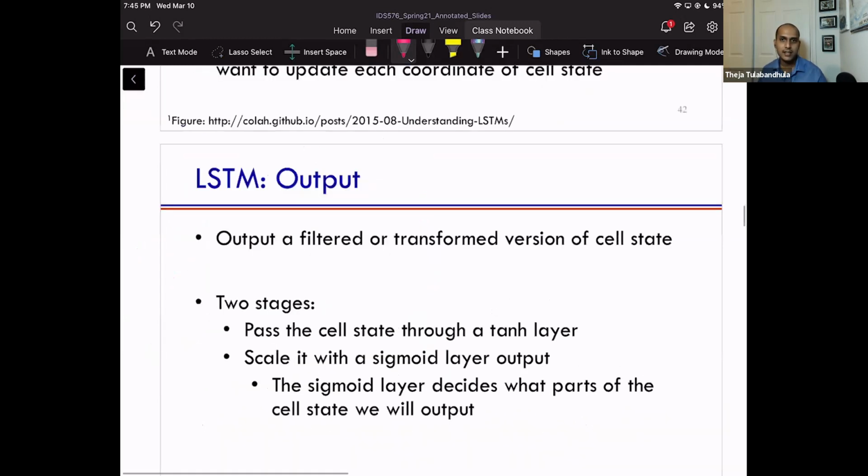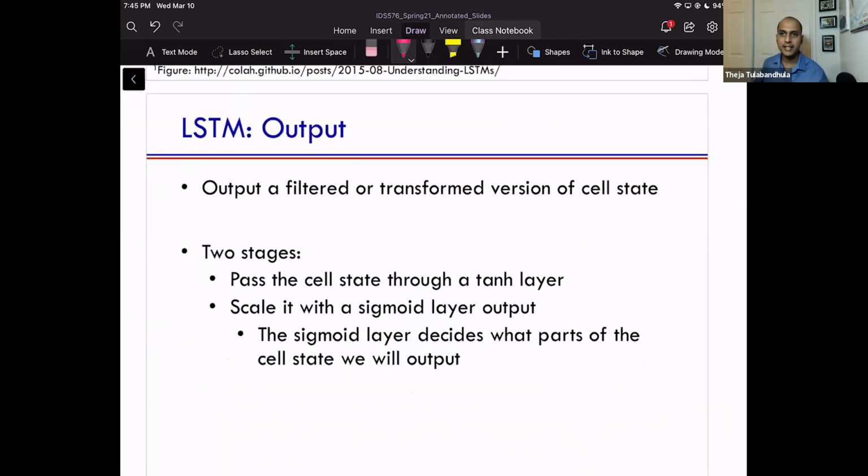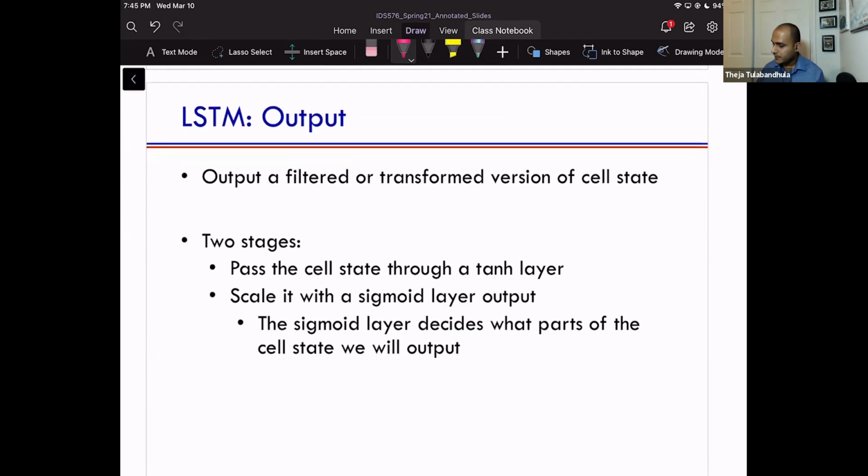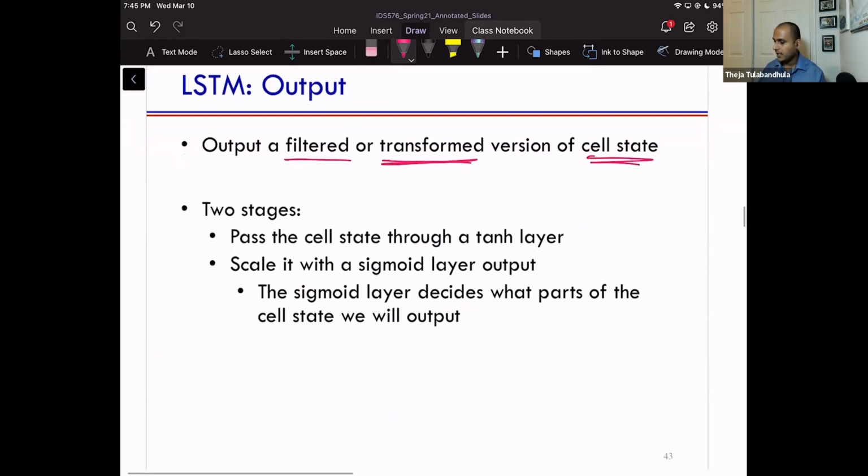Remember the vanilla RNN had this hidden vector output. We're also going to create a hidden vector output, and not surprisingly, we want it to depend on the cell state, because the cell state hopefully retains information from a long time ago. We'll just do a nonlinear transformation of the cell state to get to a hidden vector. So how do we do that? The output is just going to be a transformed version of the cell state.